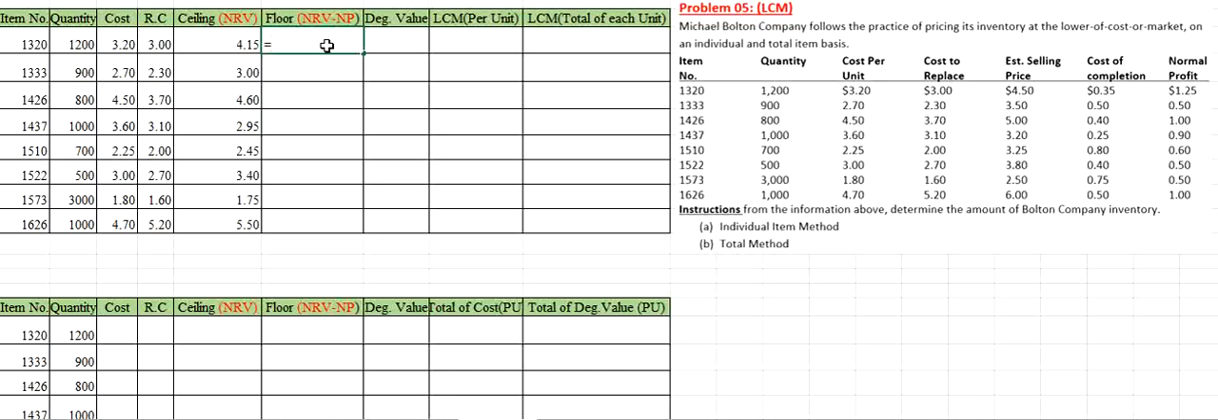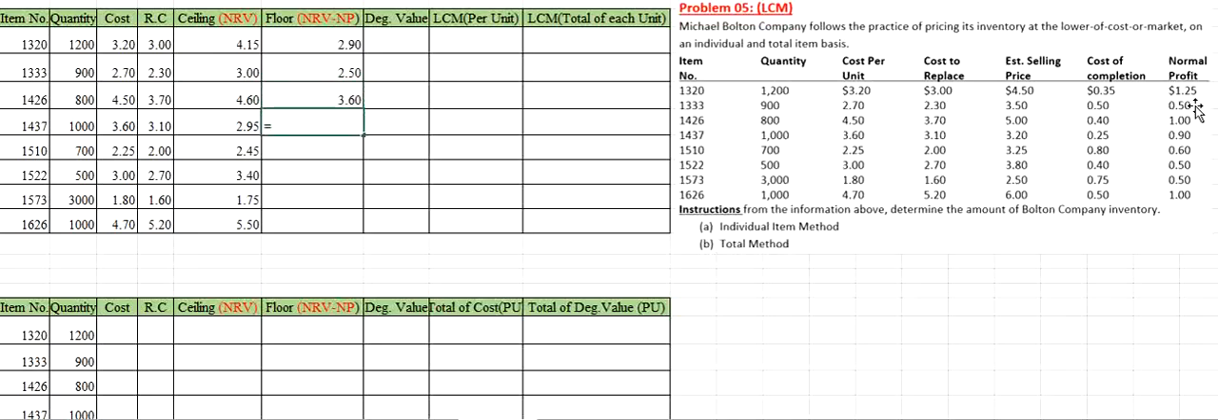So for item number 1, our net realizable value is $4.15 minus the normal profit. The normal profit of the first item is $1.25. We got 2.90 as our floor value. For the second item, the net realizable value is 3.00 minus 0.50 as our normal profit. Then for item number 3, we have 4.60 as our net realizable value, 4.60 minus 1.00 as our normal profit.